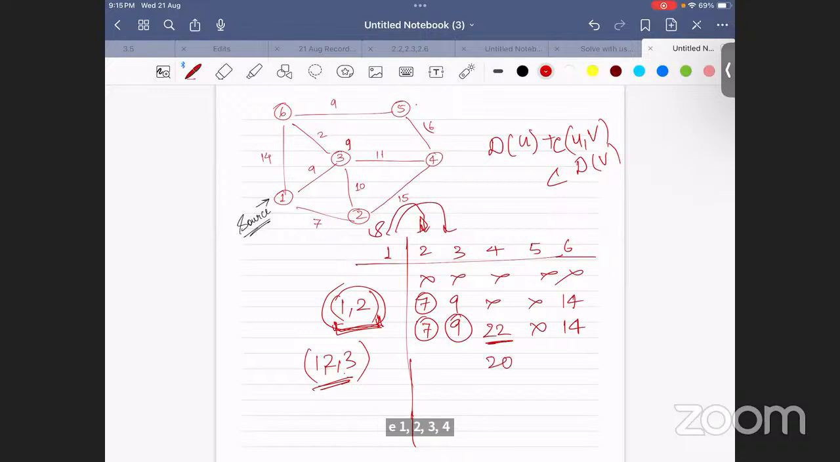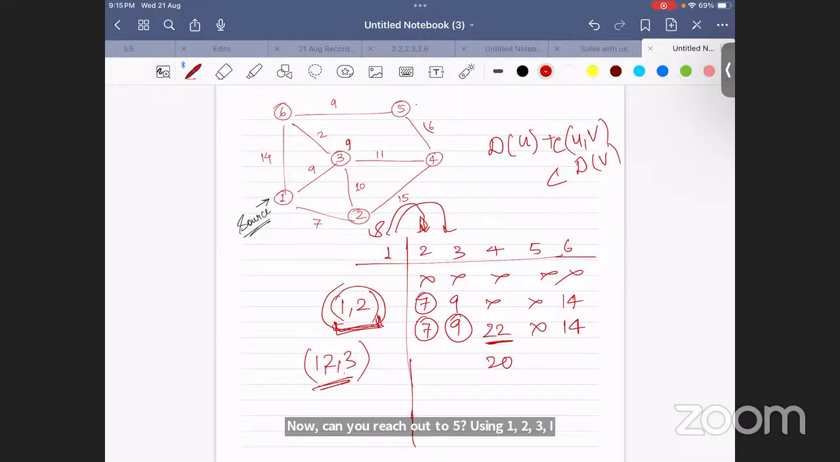So I told you the pseudocode is itself: if you are getting a better weight, you just replace it. If you're not getting one, you won't replace it. So you have got a better weight, 20 is better than 22, so you have replaced that value. Now can you reach 5 using 1, 2, 3? I guess, yeah.